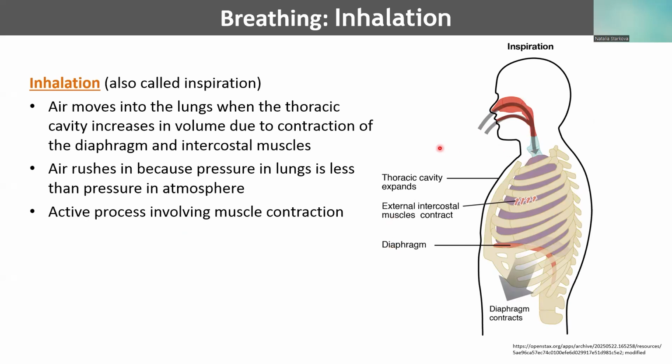In the case of inhalation or inspiration, the air moves inside the lungs. And that happens because the rib muscles contract and pull the chest cavity, or thoracic cavity, a little bit up and outside. And that increases its volume. At the same time, the diaphragm, the big flat muscle located under the chest cavity, also contracts and pulls down. Both these actions of the rib muscles and of the diaphragm increase the size of the chest cavity.